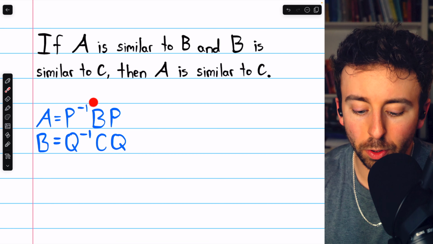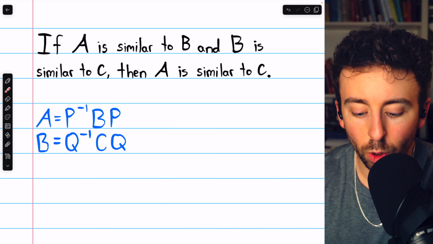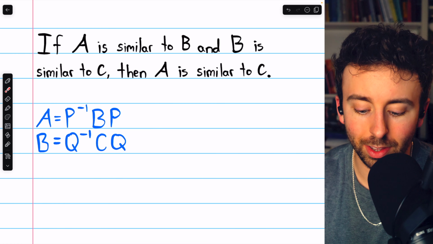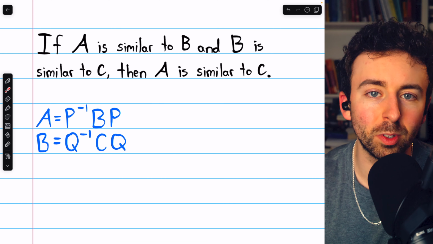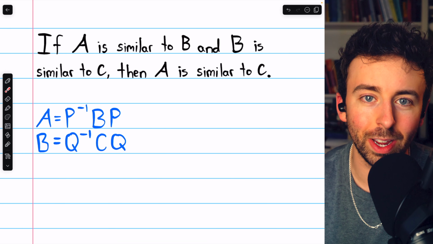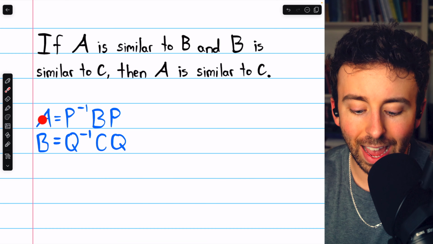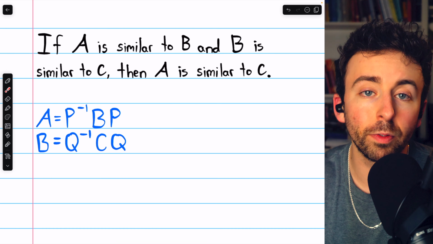So if A is similar to B, then we can write this. And if B is similar to C, we can write this. Note that the Q in this example is totally different from the Q in the example we just went over. This is a new situation. So A is similar to B is similar to C. Then we can also express A in this sort of form.